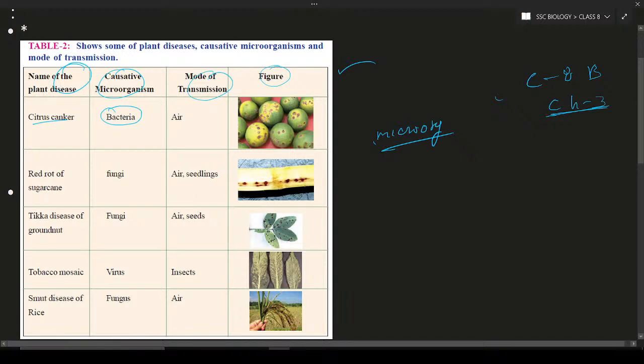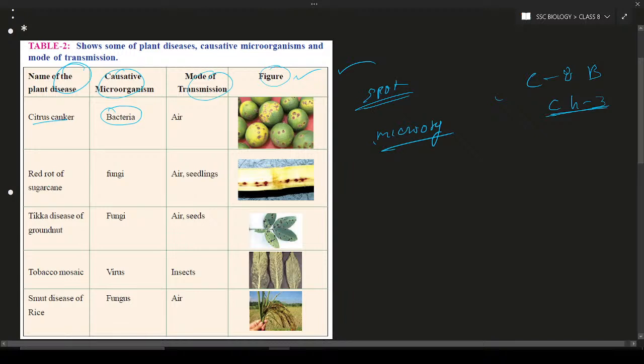The mode of transmission is different. Some may travel through the air, some through water, and some based on other structures or other modes. Then, the figure: if any plant part shows abnormal spots or colors on it, that is known as a symptom.